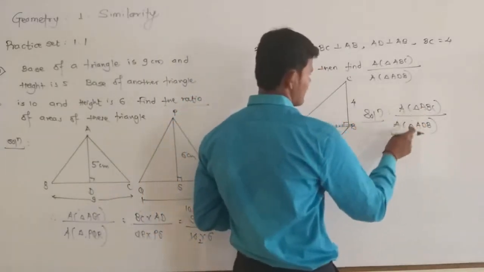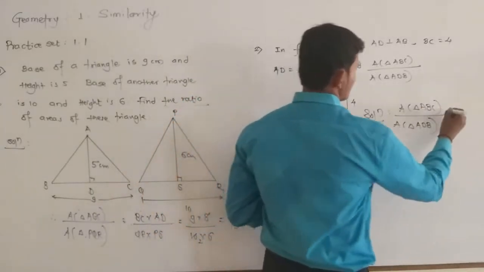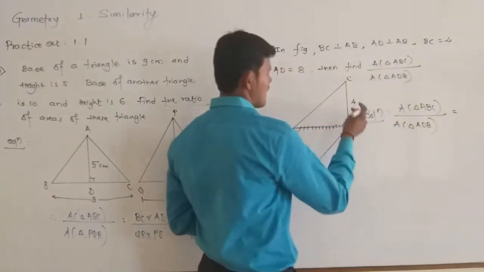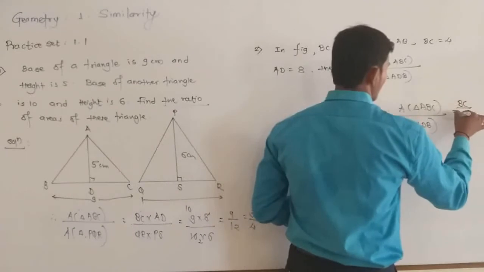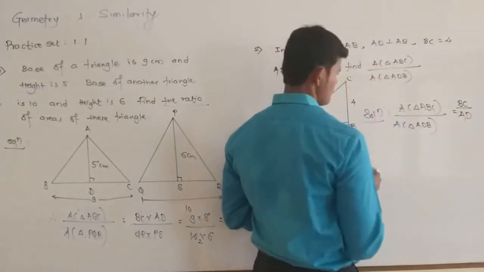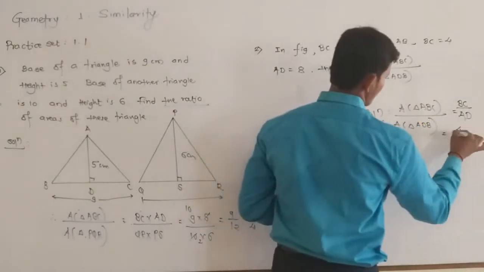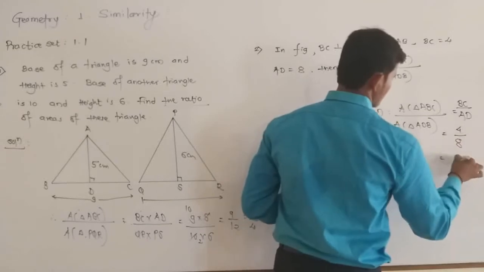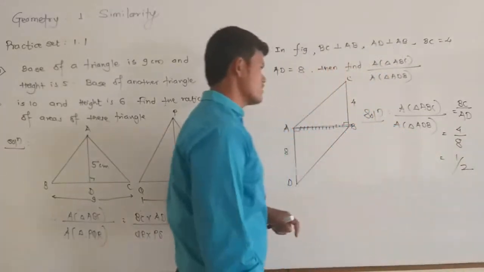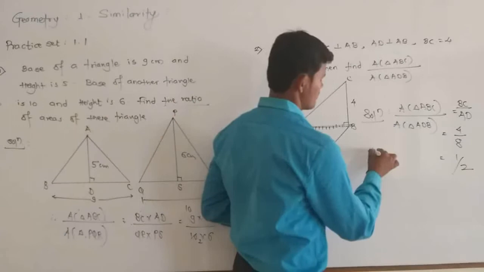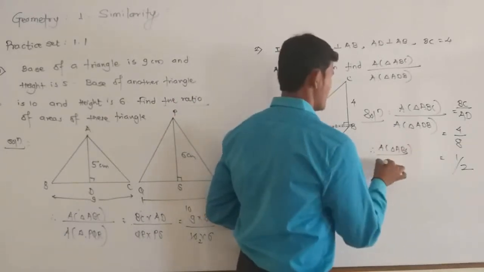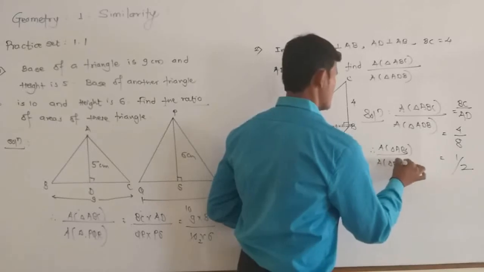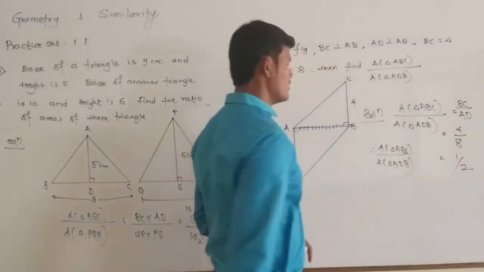So area of triangle ABC to area of triangle ADB is equal to their corresponding heights, that is BC upon AD. So the length of BC is 4, length of AD is 8. So we get ratio of area of triangle ABC to area of triangle ADB is equal to 1 upon 2.